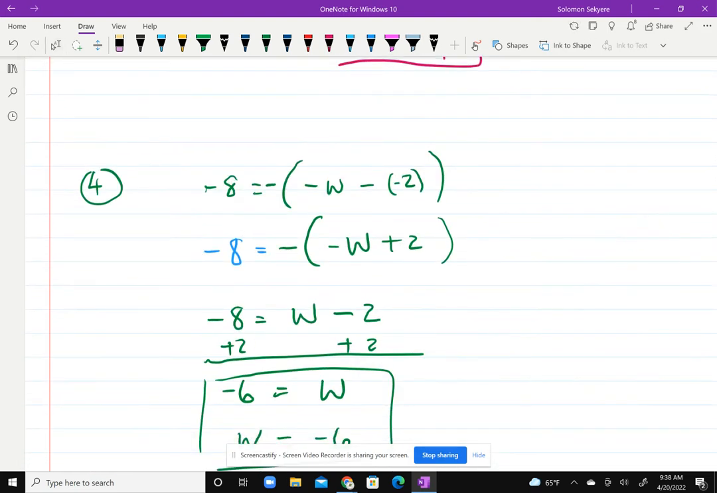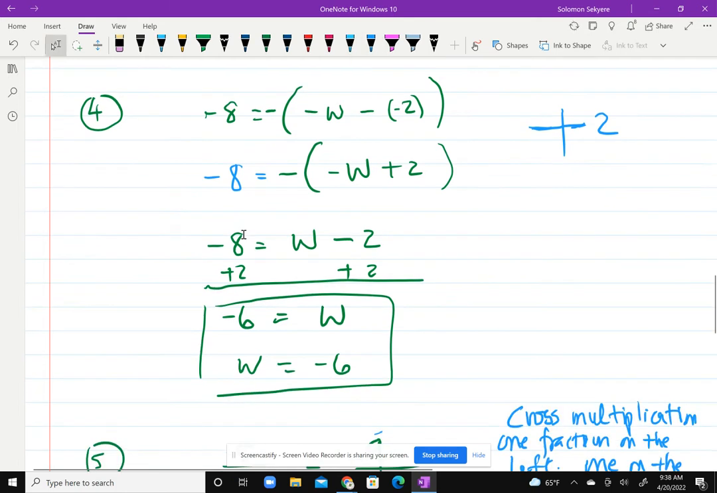Here's another question here. Negative 8 equals negative parenthesis, negative w minus negative 2. Okay, so first let's simplify what's inside the parentheses. Negative w, okay, minus negative 2 becomes plus 2. So first step, the double negative becomes plus. Okay, got it? First step is done.